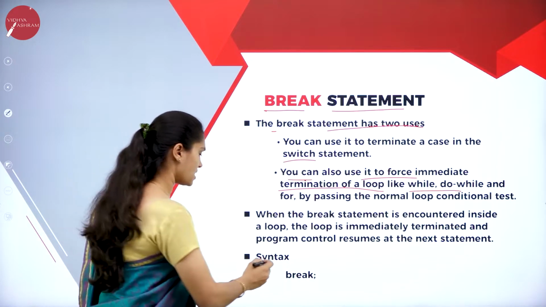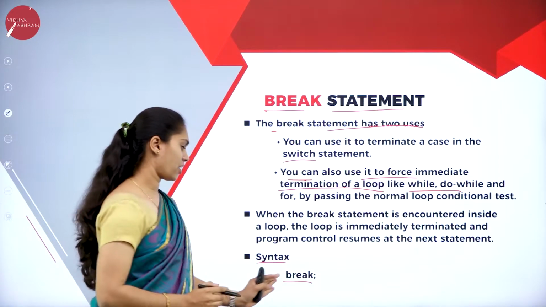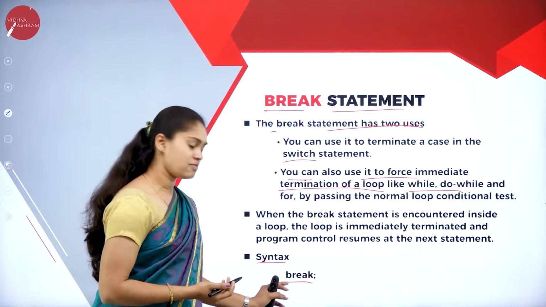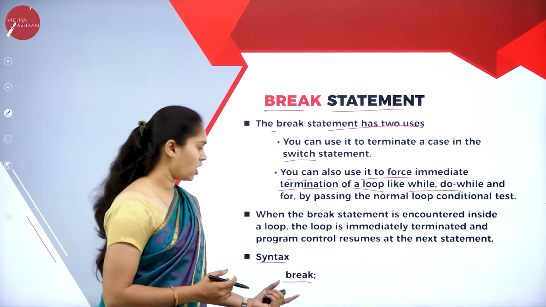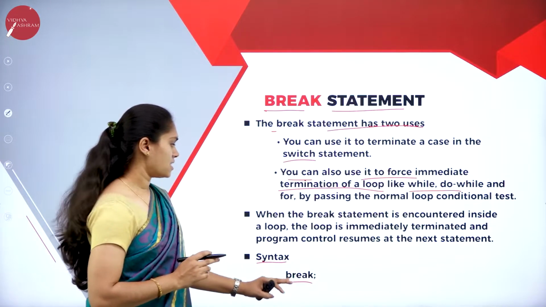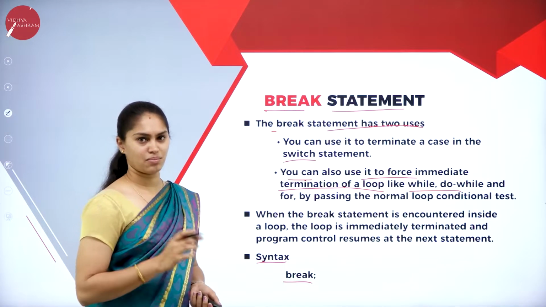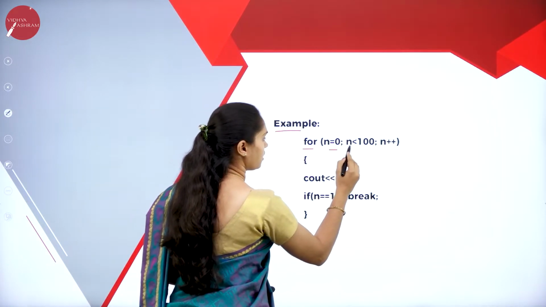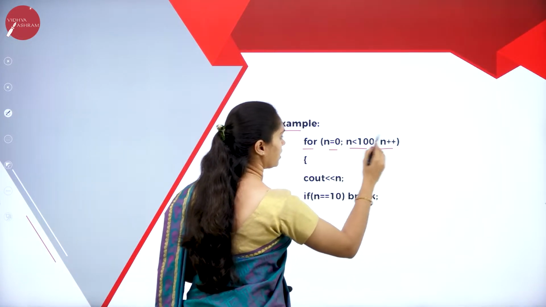Then how are we going to use this? What is the syntax? It is just break. We are not going to send any parameter. Other than that, we just specify the keyword break along with a semicolon. That is the syntax of this break statement. So we'll see the program example: for n is equal to 0, n lesser than 100, n plus plus.